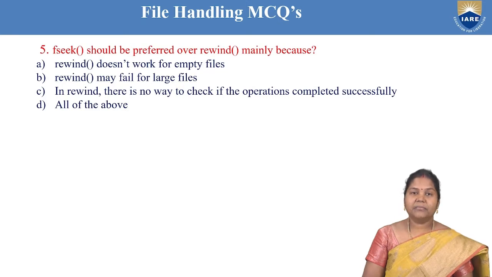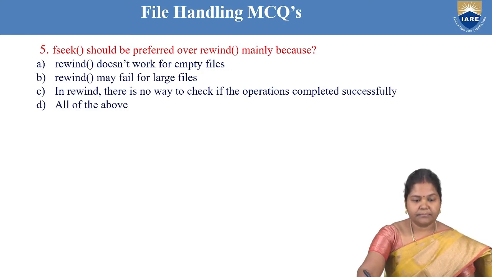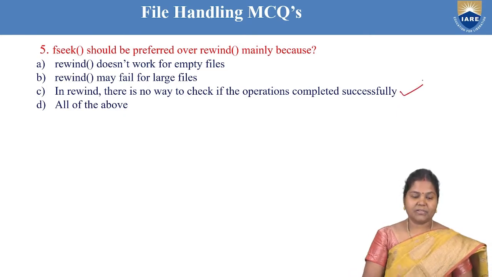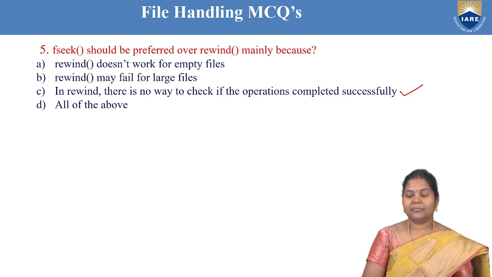Now, regarding the rewind function, it blindly takes the file pointer to the beginning of the file, but it never checks whether the file operations are completed successfully or not. So, the fseek function should be preferred over rewind due to option C. In option C, it says that there is no way to check if the operation is completed successfully. So, that's why fseek should be preferred over rewind.